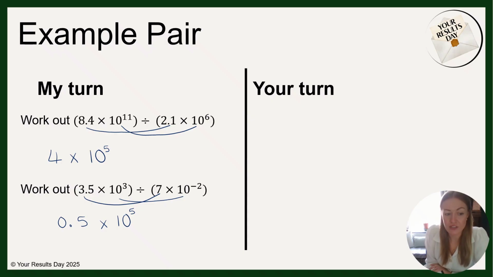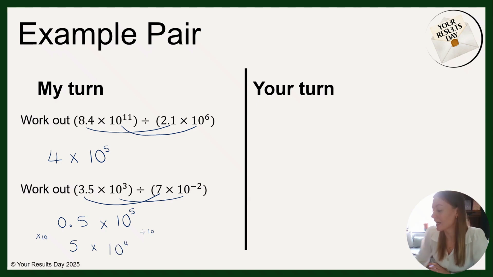And once again, I'm not in correct standard form. This is less than 1, so I need to multiply it by 10 to make it 5, which means I'll need to divide this by 10 or reduce that power by 1 to make the answer correct. So 5 times 10 to the 4.